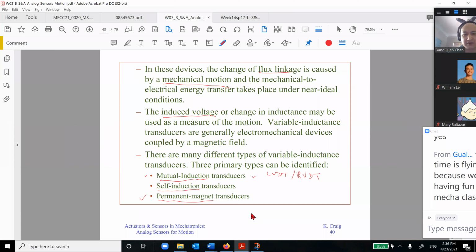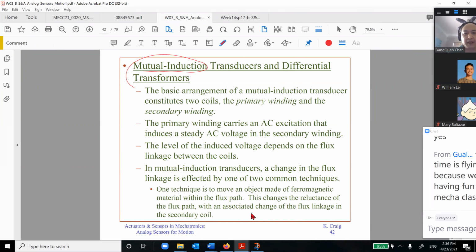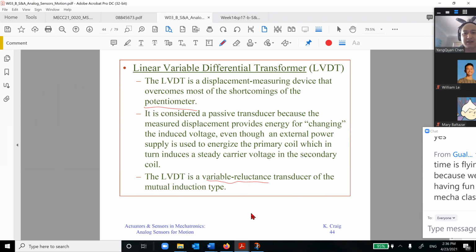We are going to see a picture of this one. One of these is called the linear variable differential transformer. LVDT is widely used. It's much more sensitive than the potentiometer, and it overcomes most of the shortcomings of potentiometers. It is also a passive transducer because the displacement measurement provides the energy for changing the induced voltage.